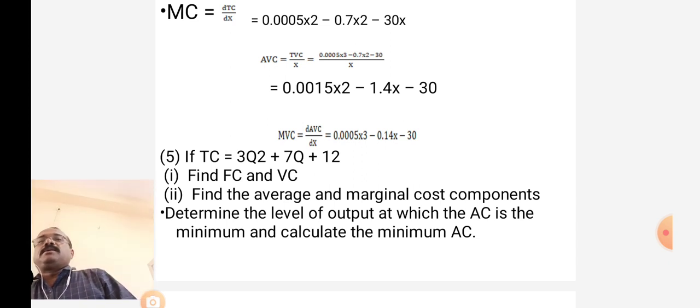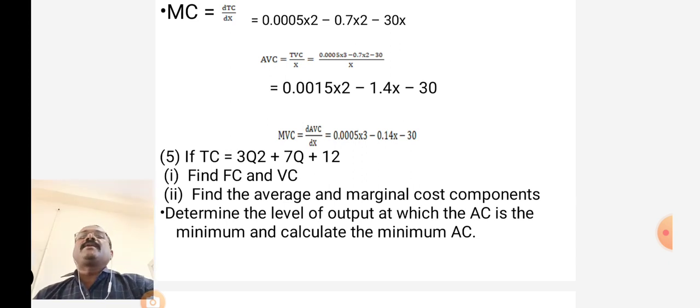Solution number 1. The TC of producing a commodity consists of TC equals FC plus VC. Since the FC, or supplementary cost, remains fixed whatever be the level of output, and VC, or prime cost, varies with the scale of output, we can write the TC function as TC equals a plus f(x). In the problem, we find that TC equals 3Q² plus 7Q plus 12. Therefore, FC is always equal to 12, where VC is 3Q² plus 7Q.